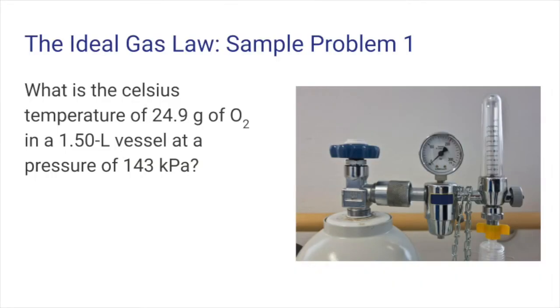Here's our first look at an ideal gas law problem. What is the Celsius temperature of 24.9 grams of oxygen in a 1.5 liter vessel at a pressure of 143 kilopascals? Pause the video here so you can work this one out for yourself.